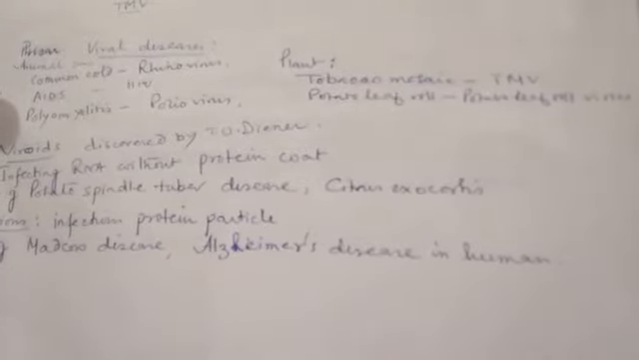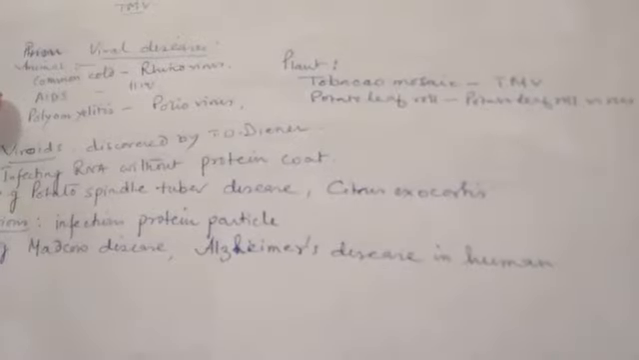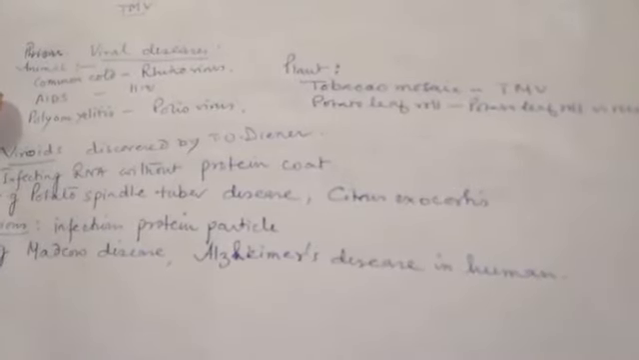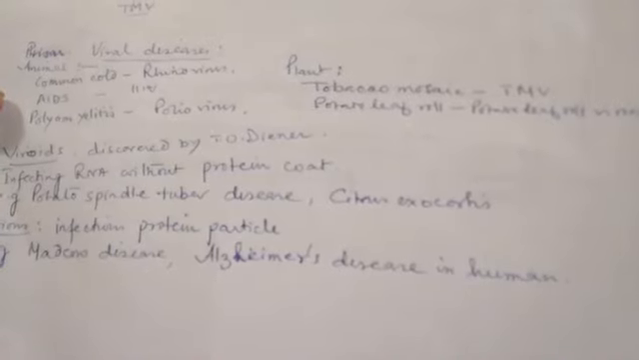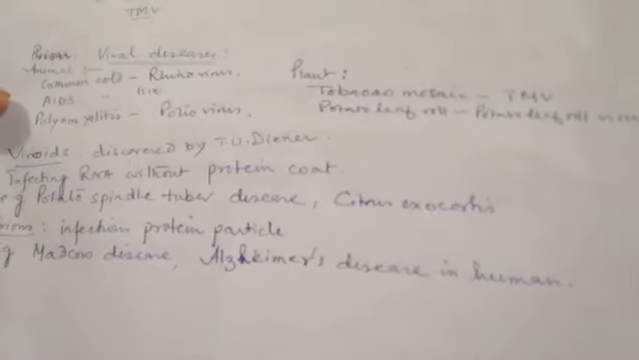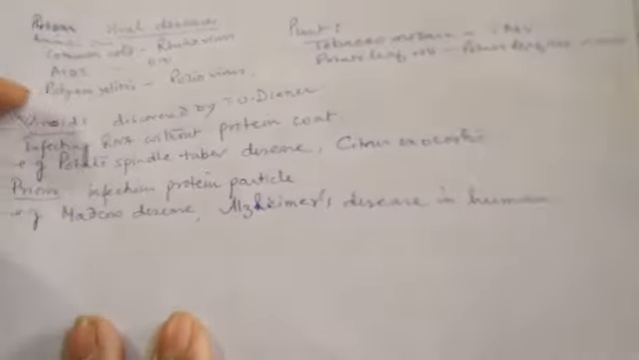Now in plants also lots of diseases are there. So TMV, we know, tobacco mosaic virus, causes mosaic disease in tobacco. Then potato leaf roll is caused by the potato leaf roll virus. Cauliflower mosaic disease is caused by the cauliflower mosaic virus. So likewise lots of diseases are caused by viruses.